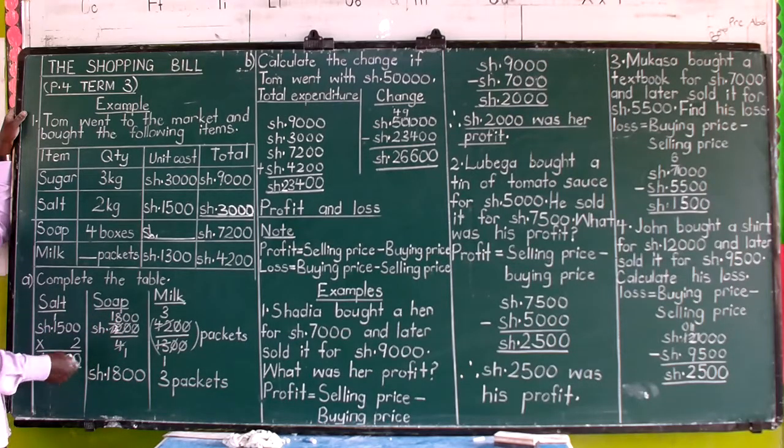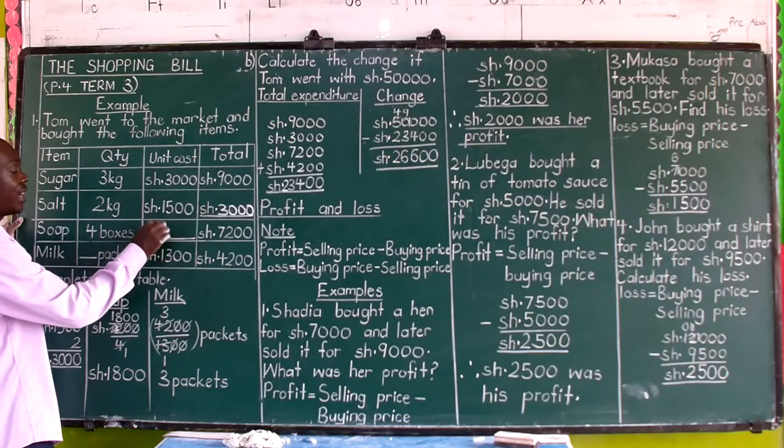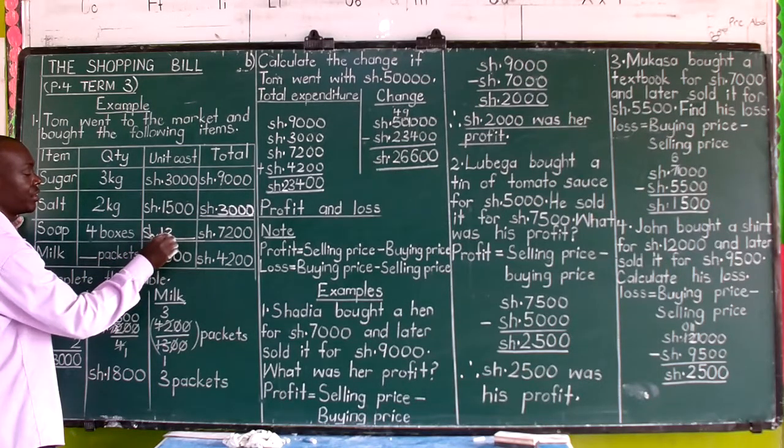So 0 divided by 4 is just a mere 0. So write a 0 and another 0. So divided by 4 we get a 0. So each box of soap costs 1,800 shillings. So you write here 1,800 shillings.